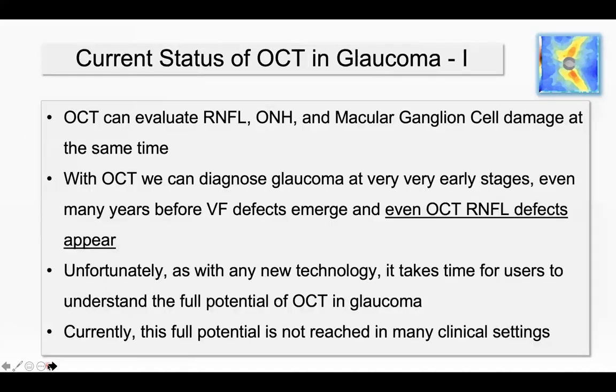The current status of OCT in glaucoma is very important to us. OCT can evaluate the RNFL, optic nerve head, and macular ganglion cell damage at the same time. With OCT, we can diagnose glaucoma at very early stages, many years before visual field defects emerge, and even before RNFL defects appear. Unfortunately, as with any new technology, it takes time for users to understand the full potential, and currently, I think it has not been reached in many clinical settings.